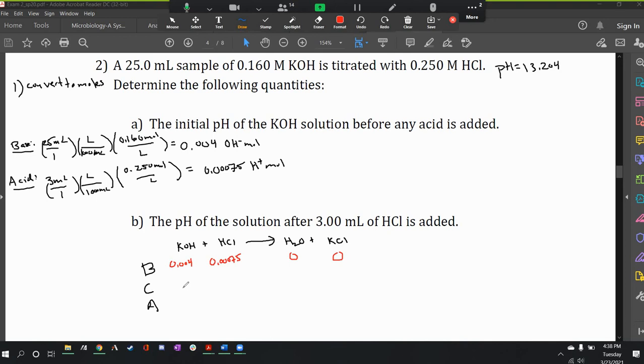The change that's going to occur is that acid and base are going to neutralize. So you basically subtract the smaller of the two numbers from both numbers. All the acid is going to get used up because there's less acid than base, and an equivalent amount of base will get reacted away also.